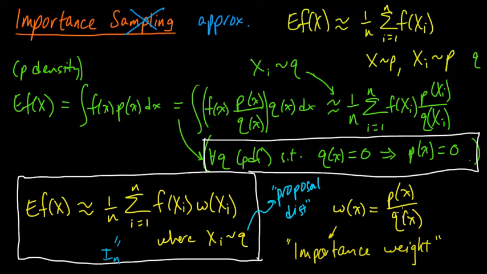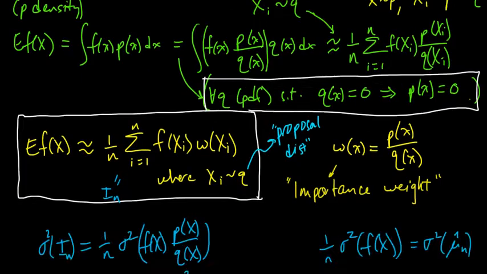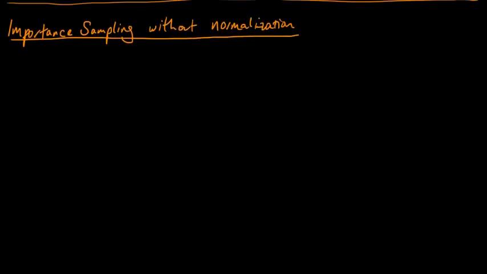So it can happen that you can't efficiently compute these importance weights. And the reason why that usually happens is because you only know the distribution p and/or q up to a normalization constant, up to a constant of proportionality. So in this video, we'll talk about importance sampling when you don't have the normalizing constants.